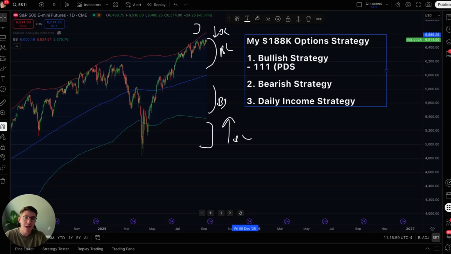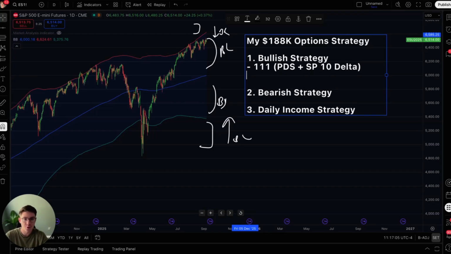This looks like doing a put debit spread plus selling a put at roughly 10 delta is how I run this trade. Now, if you don't have the ability to do futures options and you just want to do it on SPY or something like that, then doing a simple put credit spread is amazing. Something like 30 delta or 10 delta that you're selling and then defining your risk however you want is a simple way to run a put credit spread.